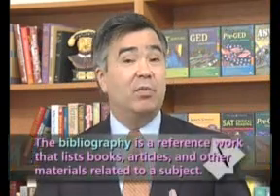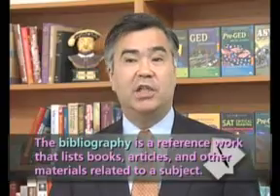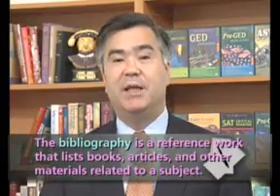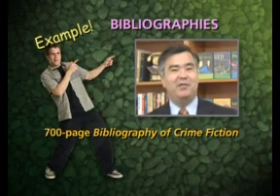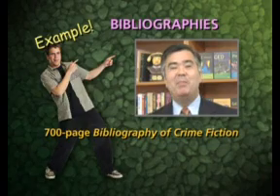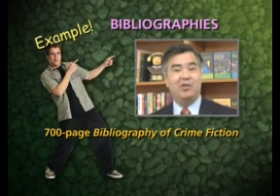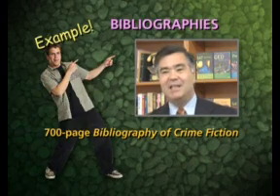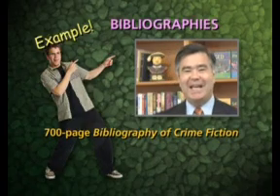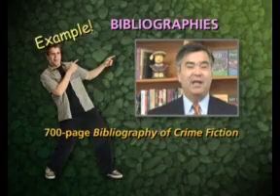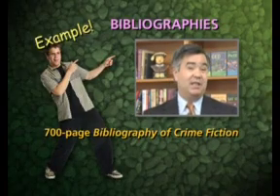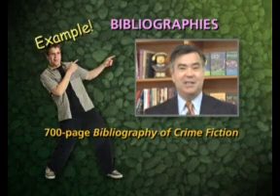Perhaps the most powerful guide to traditional research sources is the bibliography. This is a reference work that lists books, articles, and other materials related to a particular subject. Bibliographies are available for practically any subject. For example, there's a 700-page bibliography of crime fiction that claims to list all mystery, detective, suspense, police, and Gothic fiction in book form published in the English language. If you're doing a research paper dealing with detective fiction, you'd certainly want to consult this book.